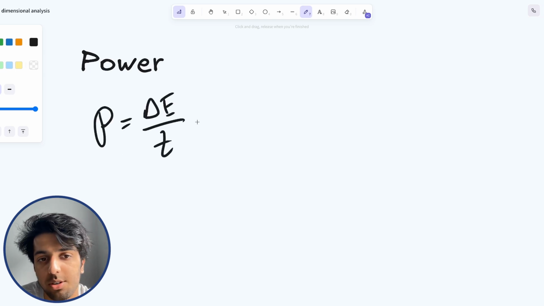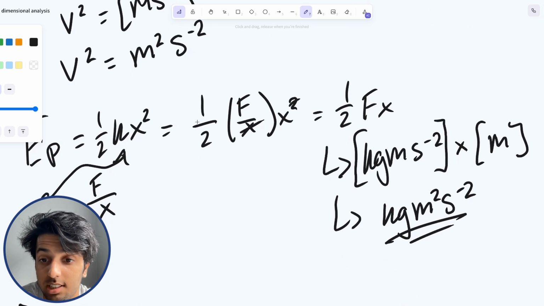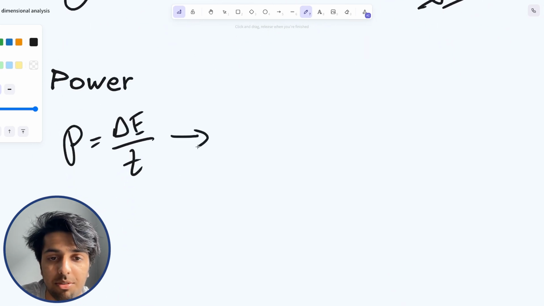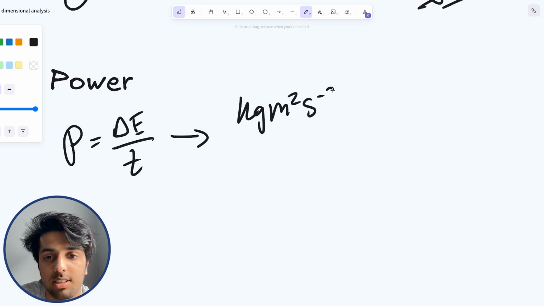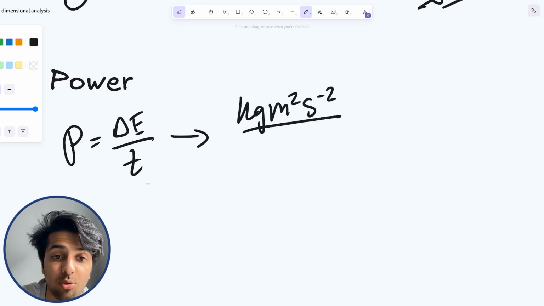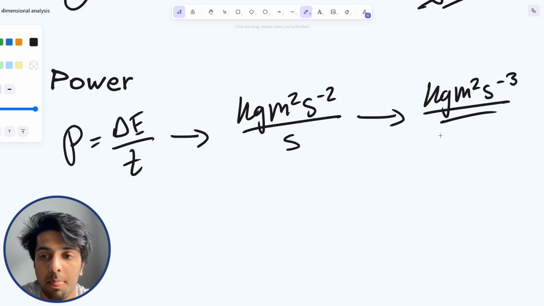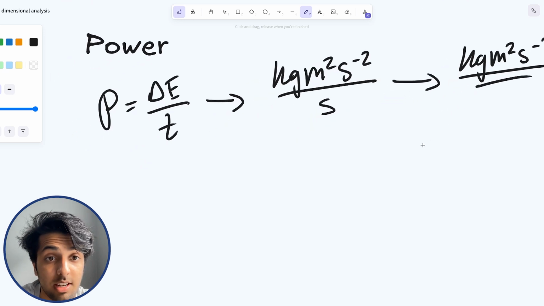over time. We know that energy, which we just did, was kg meters squared per second squared. So that would be kg meters squared per second squared, and that is all over t, which dimensionally is just seconds. So that is equal to kg meters squared per second cubed. All right, so now that we know what power is, we can check other power equations to see if they're still dimensionally the same as that equation.